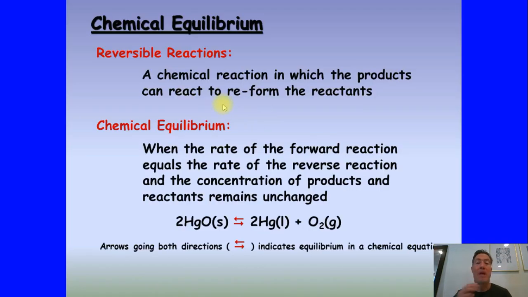Chemical equilibrium. It's a reversible reaction in which the products can react to reform the reactants. And when the rate of the forward reaction equals the rate of the reverse reaction, the concentration of products and reactants remains unchanged.